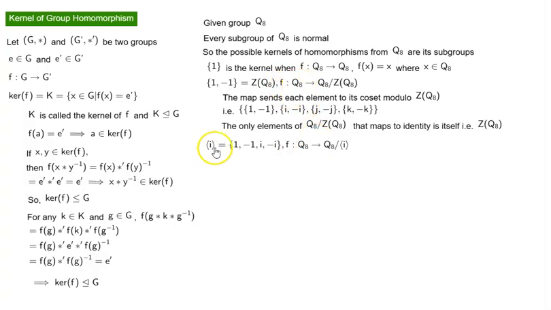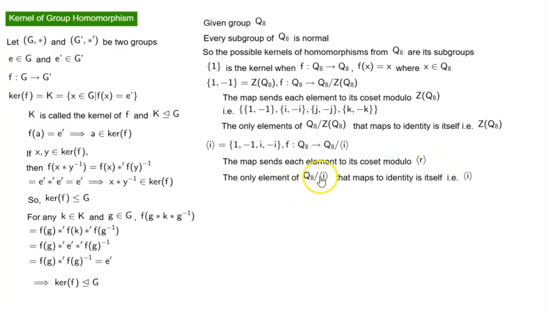Now let's look at the subgroup generated by i, which is {1, -1, i, -i}. And you have a homomorphism f from Q8 to the quotient group Q8 by the subgroup generated by i. Now Q8 has 8 elements. The subgroup generated by i contains 4 elements. That means there will be 2 cosets. The map sends each element to its coset modulo the subgroup, and the only element of Q8 by the subgroup generated by i that maps to the identity is the identity itself. That is the subgroup generated by i itself.